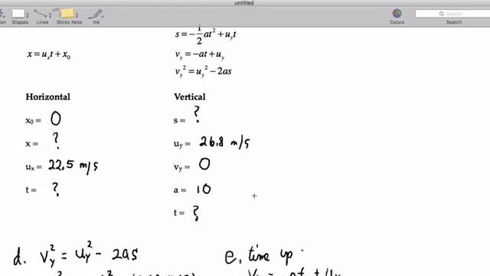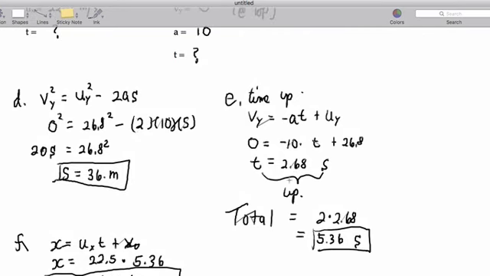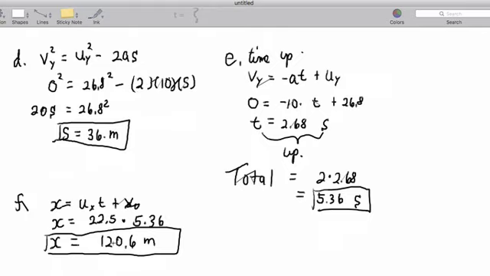Again, just to note, Vy is 0 at the top. The time that we get here of 2.68, that's just the time up. We need to go ahead and double it to get the total time, and then we use that to get the range. So that's question number 8.